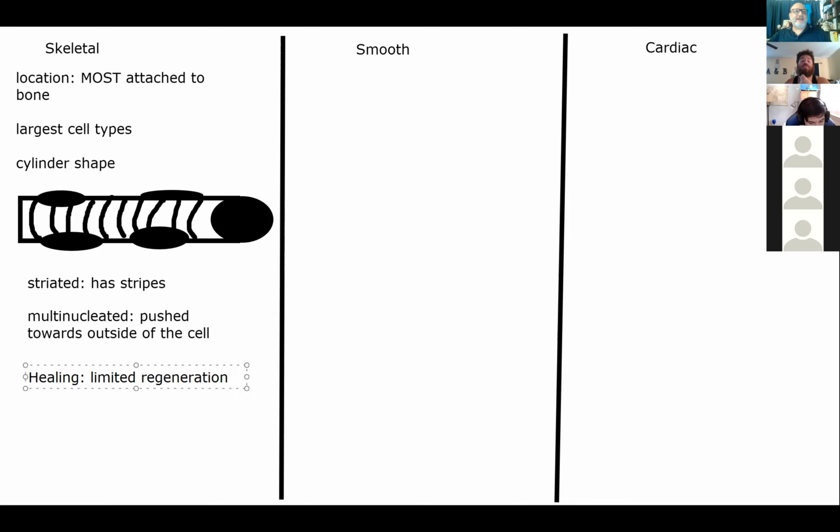There you go. That is skeletal tissue. Let's talk about smooth muscle tissue. So again, let's go ahead down that. Skeletal muscle tissue, smooth muscle tissue. Let's do the same thing. Where is smooth muscle tissue located?